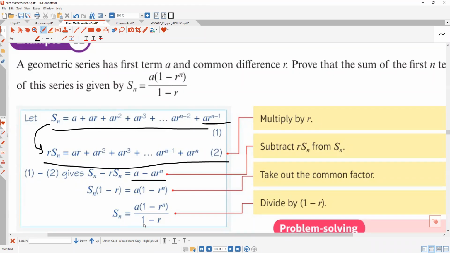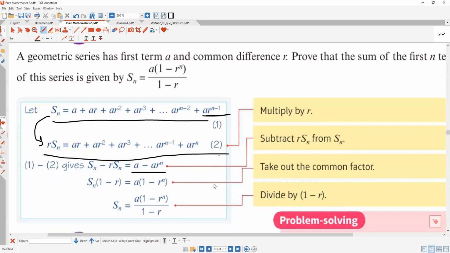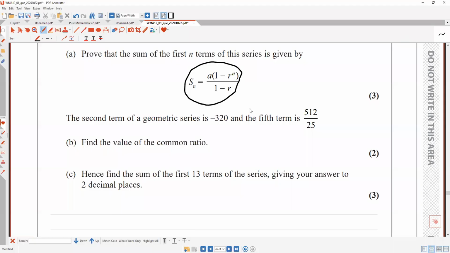Any doubts you have? Ask me. Basically, equation number 1 minus equation number 2. Equation number 1 minus equation number 2. Okay, done? Everyone done? Okay, let's go to the next question. So you were able to do this? You saw how easy the steps were.